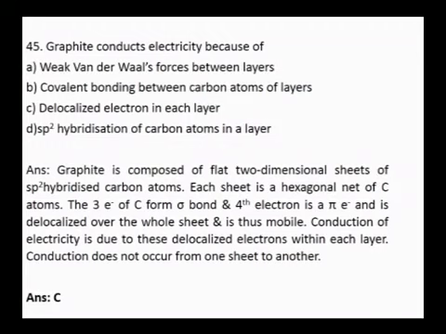In the question number 45, graphite conducts electricity because of option A, weak van der Waals force between layers, option B, covalent bonding between carbon atoms of layers, option C, delocalized electrons in each layer, option D, sp2 hybridization of carbon atoms in a layer. You know, graphite and diamond are the two crystalline allotropic forms of carbon. Diamond has the sp3 hybridization, whereas graphite has sp2 hybridized carbon atoms.